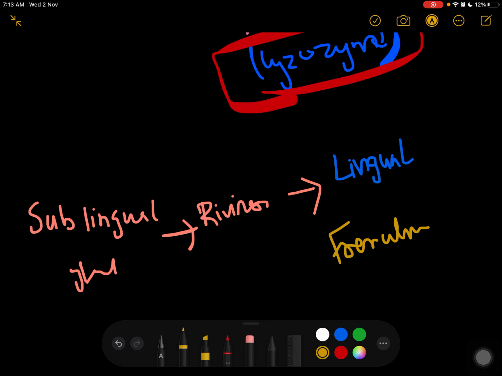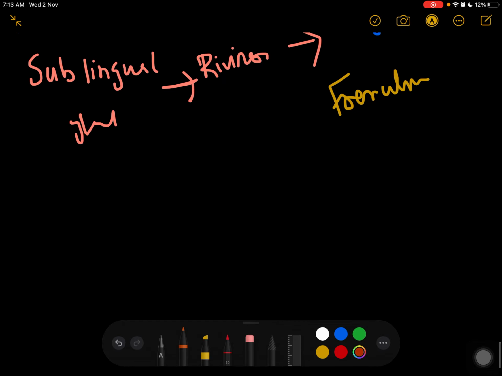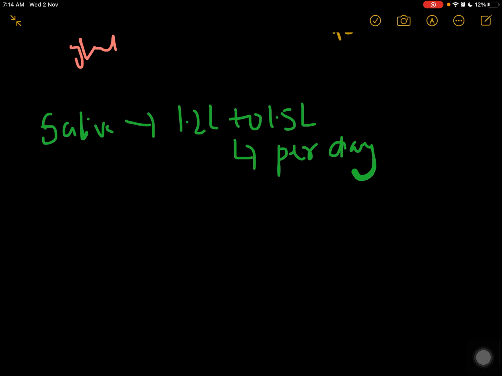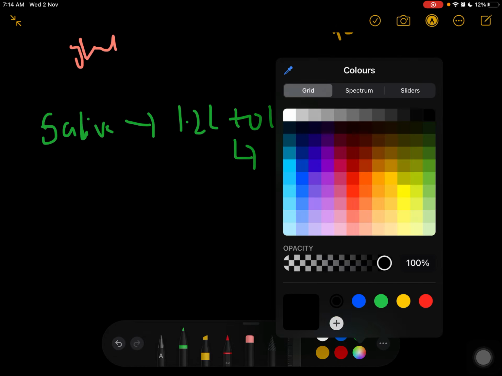So now what's the purpose of mucus? The purpose of mucus is lubrication. Basically, a human releases saliva of up to 1.2 liters to 1.5 liters per day. This is the per day secretion, right? 1.2 liters to 1.5 liters.